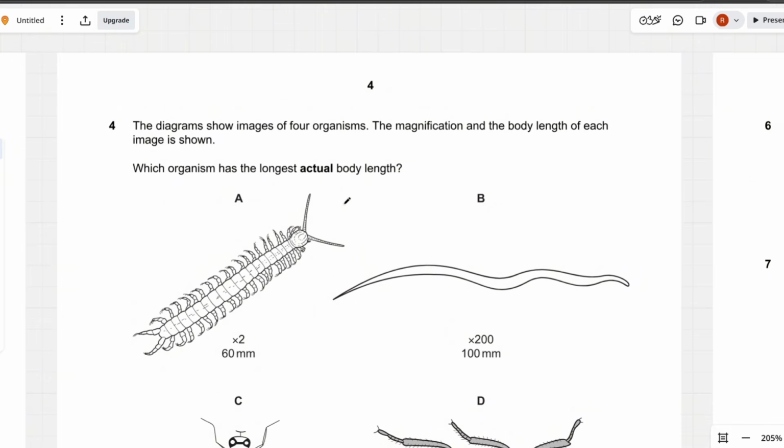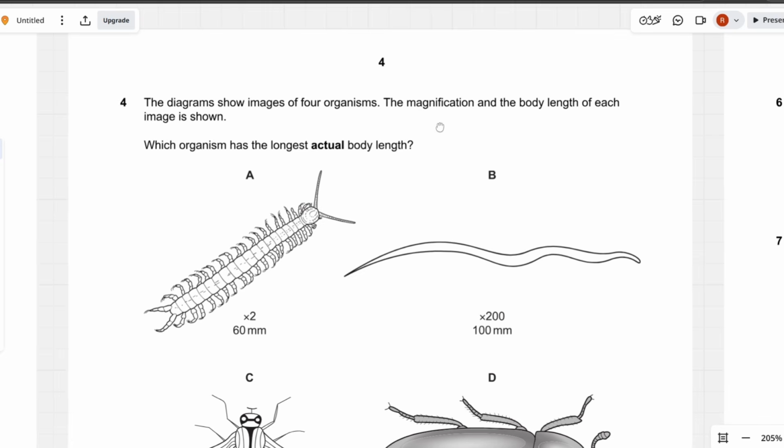The diagram shows images of 4 organisms. The magnification and the body length of each image is shown. Which organism has the longest actual body length? To calculate the actual and image length of any specimen, we use this formula. It's called I am. That's how I like to memorize it, I am. Where I stands for image, A stands for actual, and M stands for magnification.